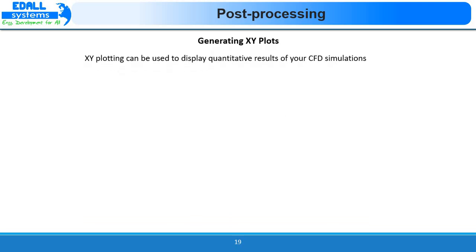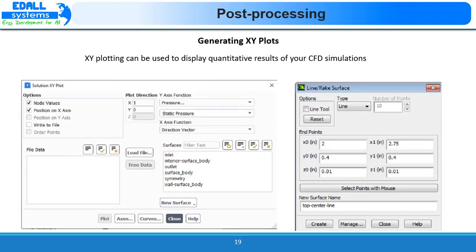Plots are always necessary when we are about to show any profiles or something. We can create XY plots which can be used to display quantitative results of our CFD simulation. So this is the dialog box where we can plot anything in any direction for any surface, any variable. Here also after generating a plot we can write to our system in a CSV file, an Excel file or in any format in which we want to generate the report.